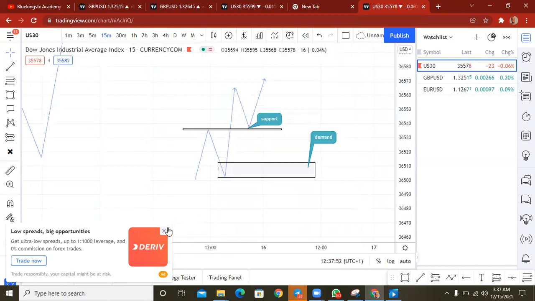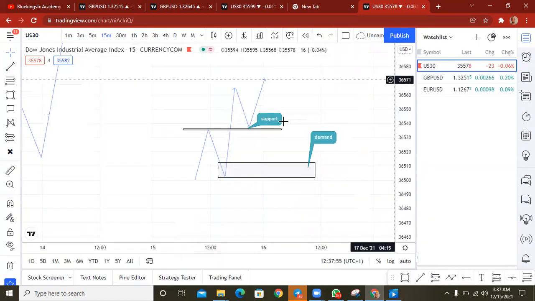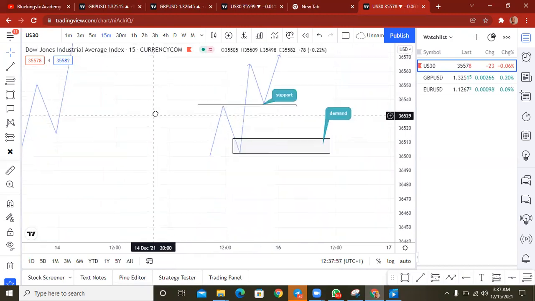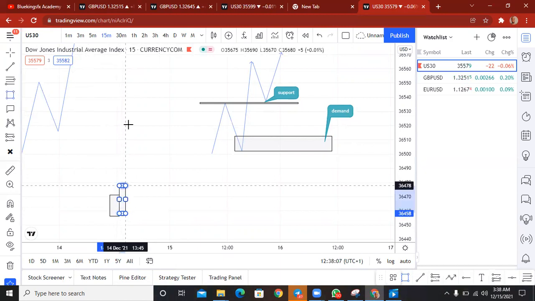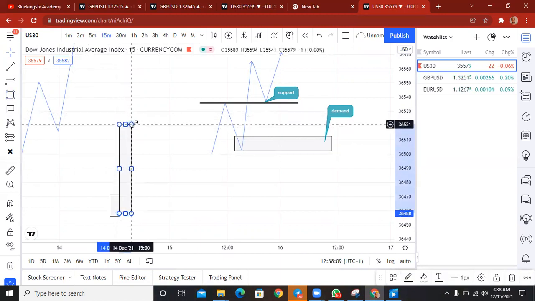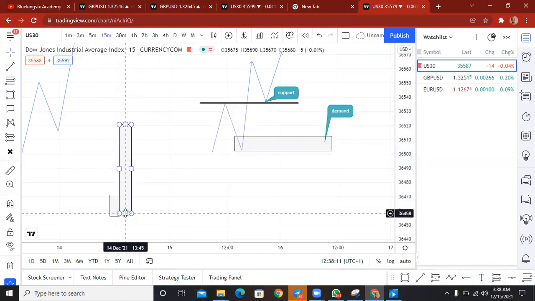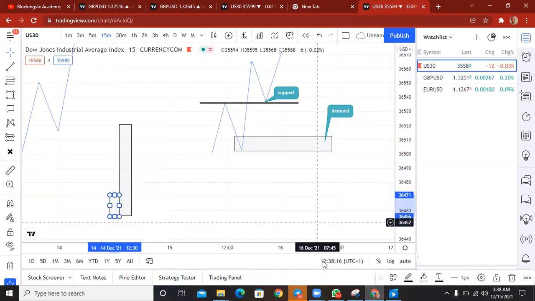So how do you spot a demand zone on a real candlestick chart? A demand zone is spotted with a candlestick pattern: the last red candle before a very large green candle to the upside. Simple logic. I'm going to color this red, and yeah, okay, red.